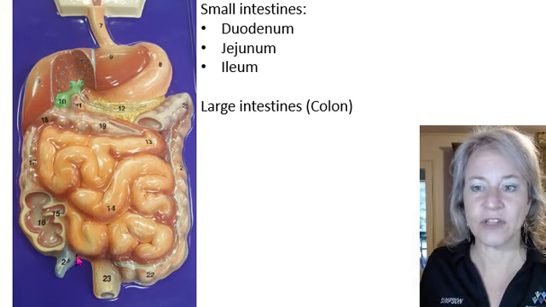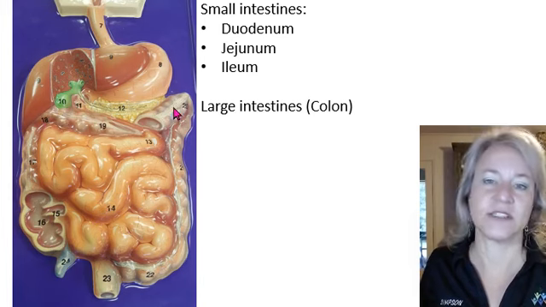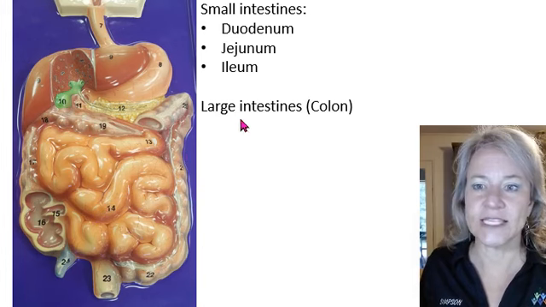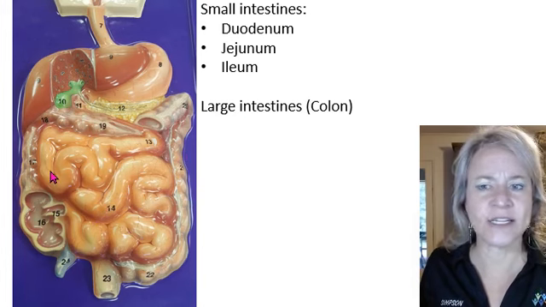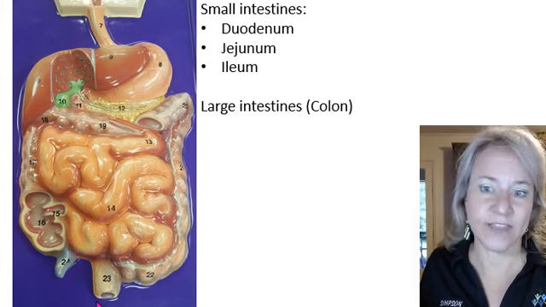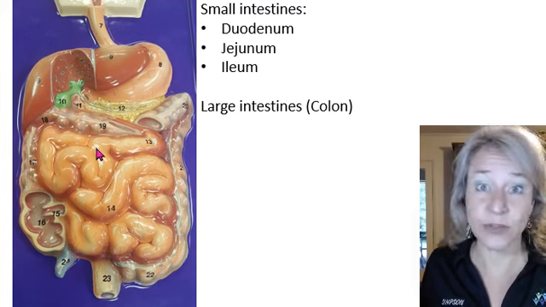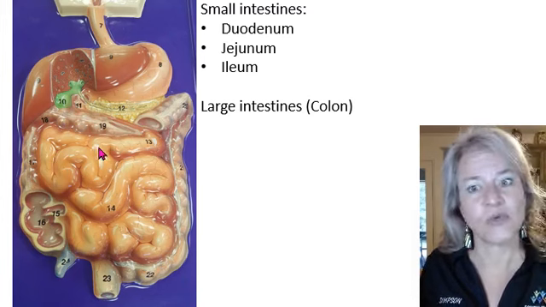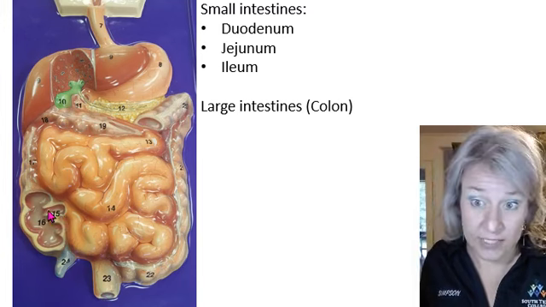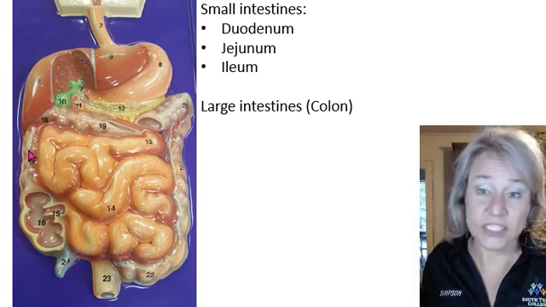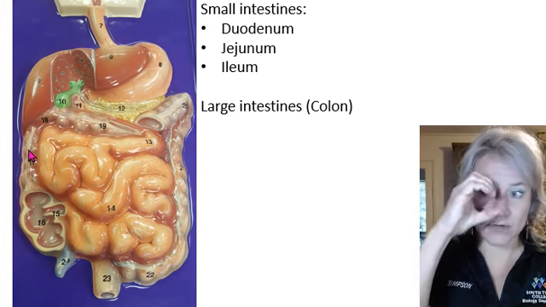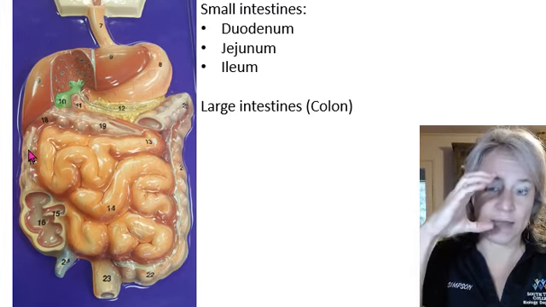Next we have the large intestines, which is commonly referred to as the colon. Like if you get a colonoscopy, they're looking at the inside of the large intestines. Now why is it called the large intestines? Because it's only 5 feet long, while the small intestines is like 23, 25 feet long. So why is it called large? That is because it is larger in diameter. While the small intestines has a small little diameter, the large intestines has a larger diameter.